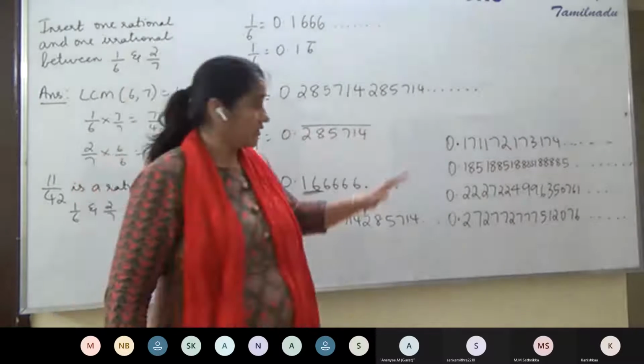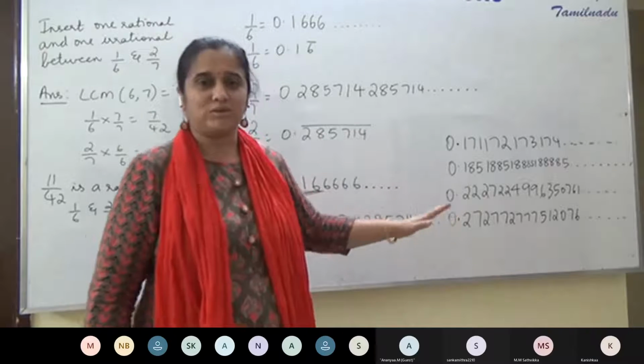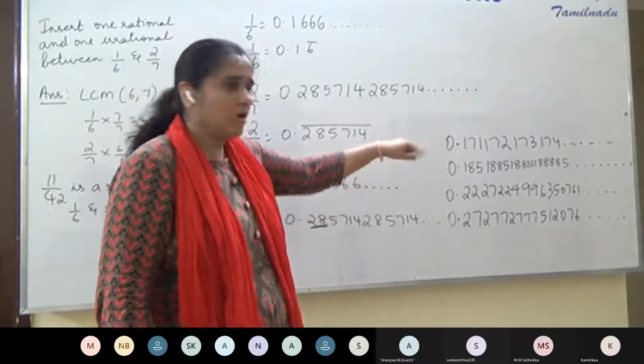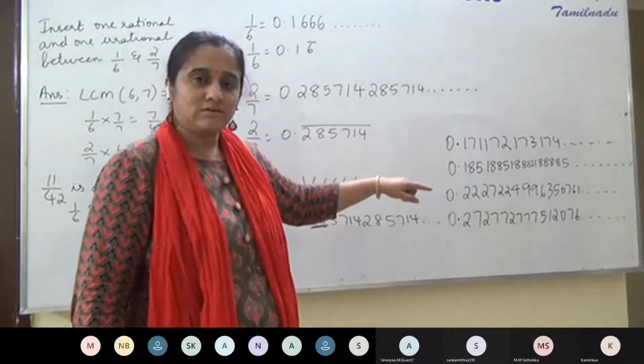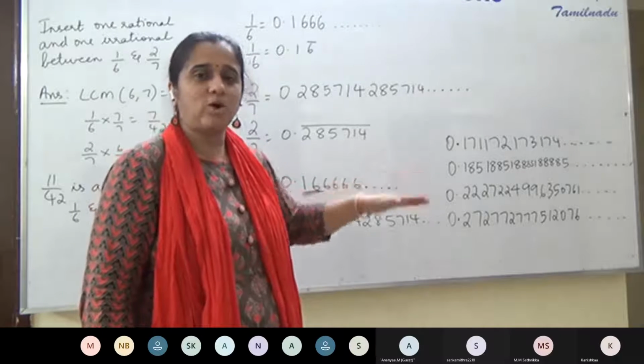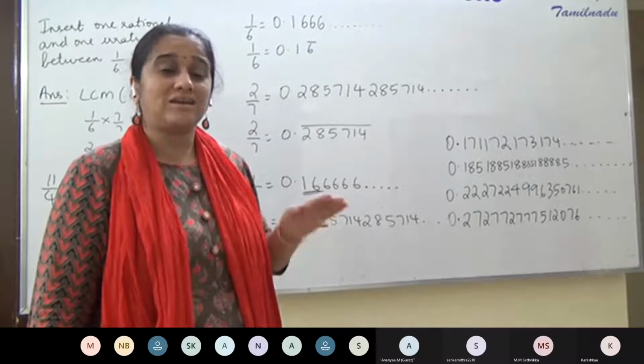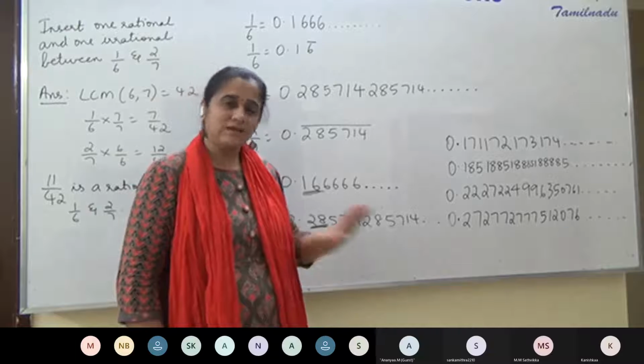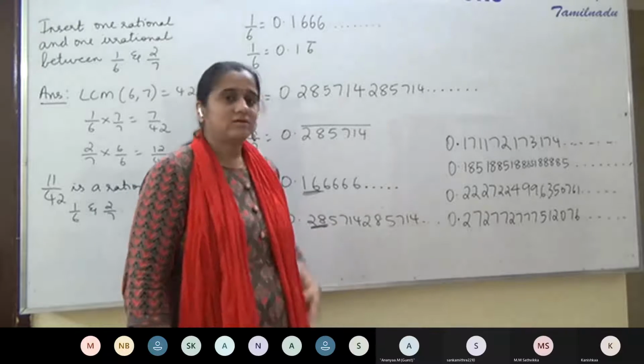So this is how you insert an irrational value between two rational values. So how do you insert an irrational number? The number you insert must have a non-terminating, non-repeating decimal expansion. Then it is an irrational number.